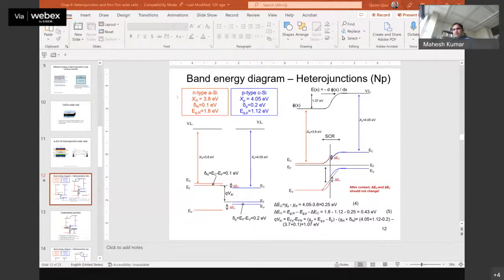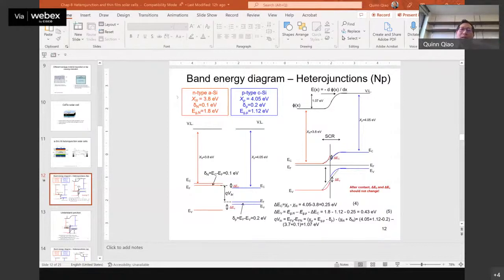Thank you, sir. This is a very nice information shared. My question is regarding the heterojunction structure. When in the SCR there is a band discontinuity, delta EC and delta EV, it will impact the electric field also, am I right? It will impact the electric field and also the barriers for electron and hole transport.